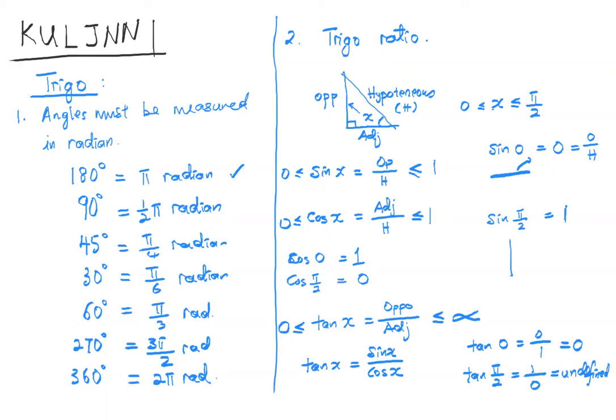So if I ask you to sketch the graph of tangent, it will have a vertical asymptote. That is pi by 2, x equal to pi by 2. Are you okay? Got it? So these are some true facts about trigo ratio. And the domain is from 0 to pi by 2.